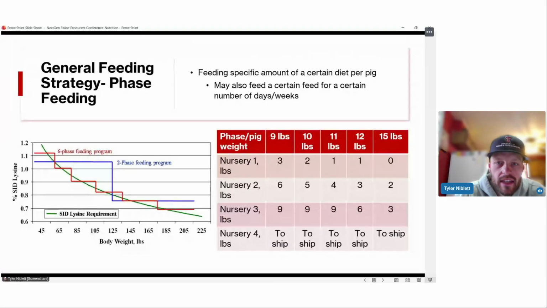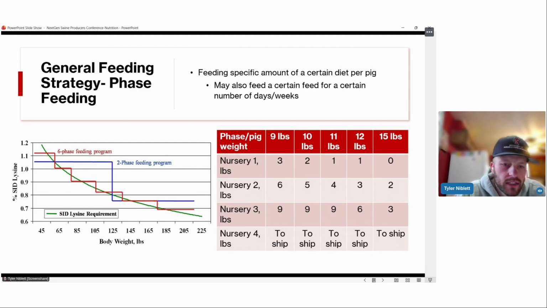Essentially, that is feeding a specific amount of diet per pig, or for a certain number of days or weeks. The idea behind a phase feeding system is that you can best match the feed to a certain stage of pig. So in this graph, I'll explain it really quickly. You have your amount of lysine on the y-axis and your body weight on the x-axis, excuse me. And that green line is the lysine requirement curve over time.